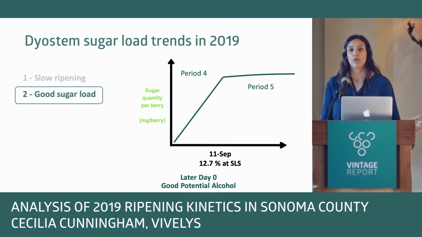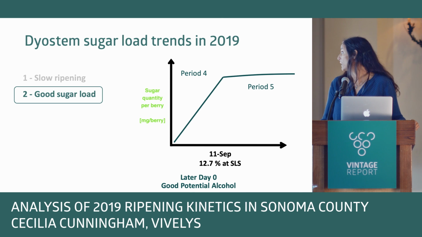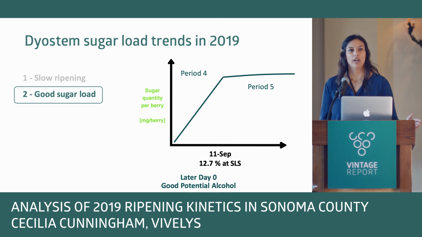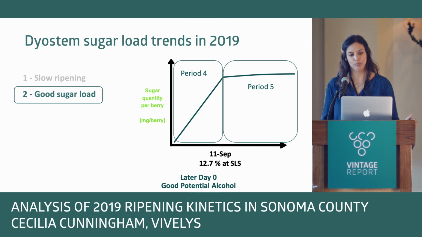And secondly, for the photosynthesis behavior of a good sugar load block, we have this example of a larger period 4. We have synthesis at least until September 11th, at a much higher rate for a good block, reaching 12.7% of potential alcohol. So these blocks were able to overcome that initial stressful situation, finish the period of load, and end up with a higher potential at the end.